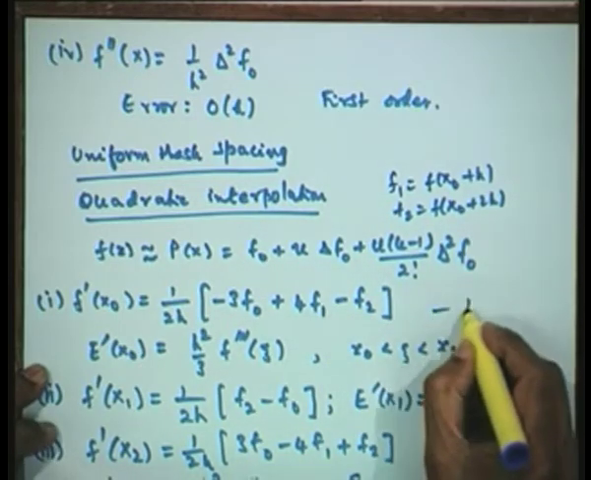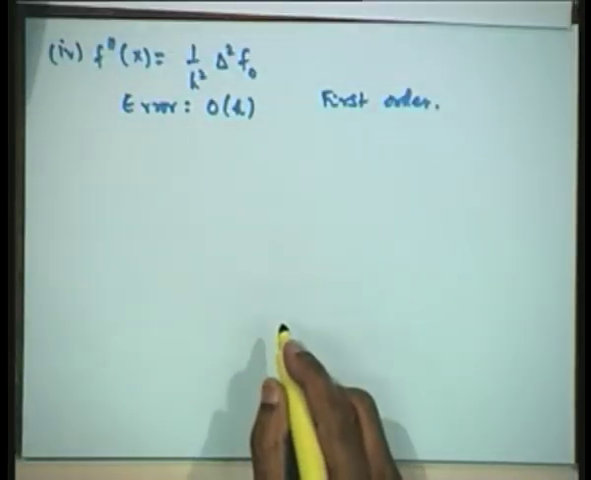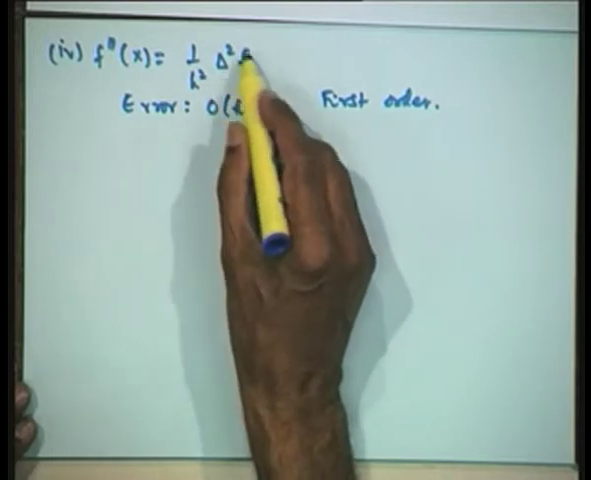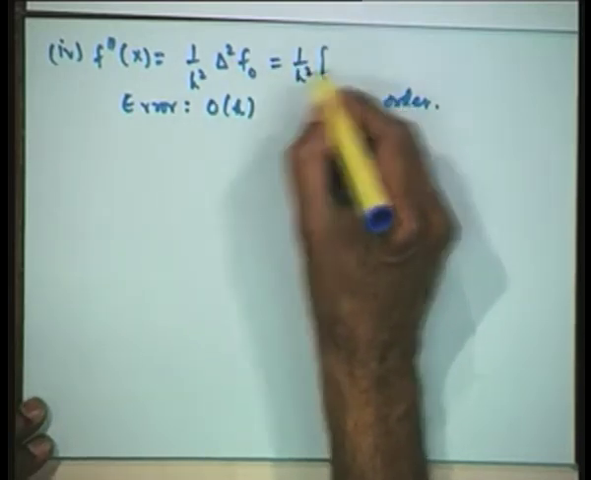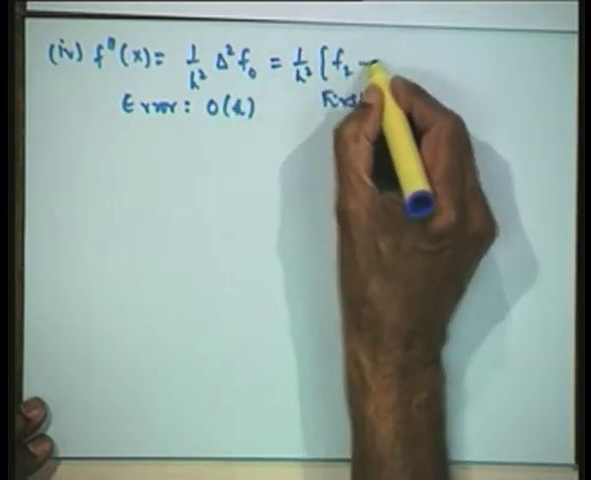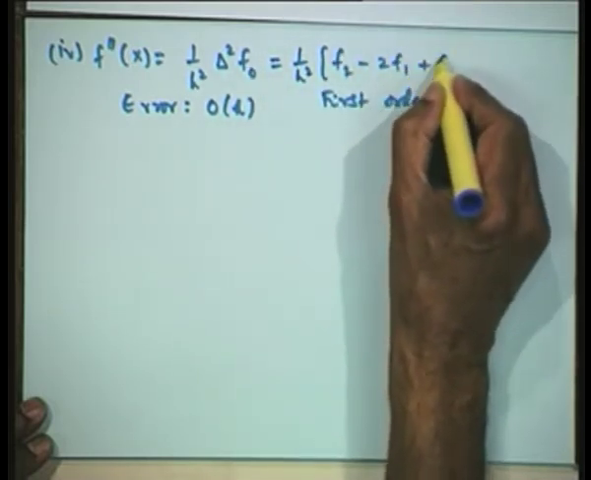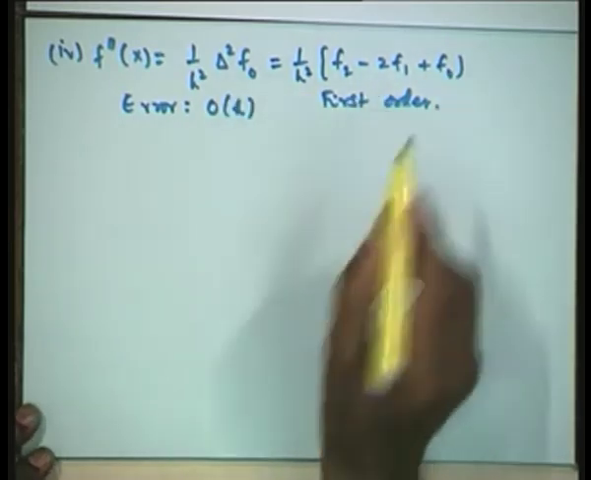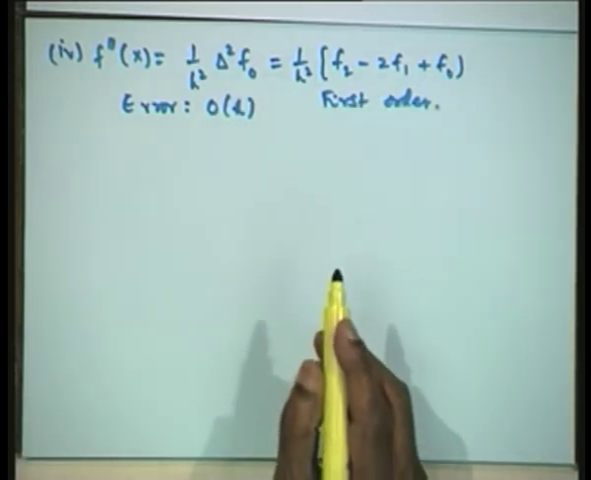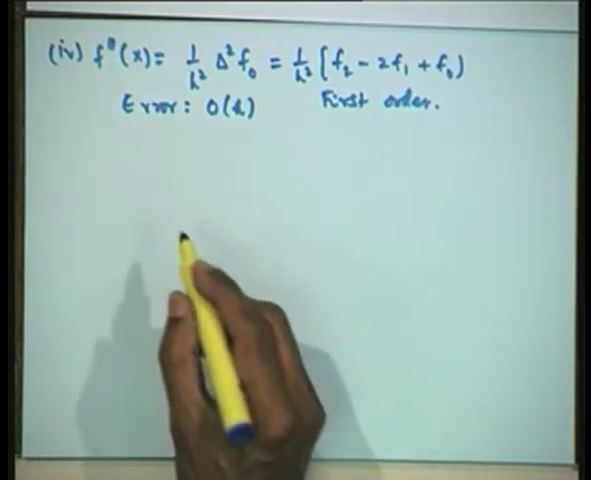So, let us just number it as 1, so that I can use this in an example. Here again I can open it up and write 1 upon h squared times the second forward difference, f2 minus 2 f1 plus f0. I can Taylor expand it and show that it is of the first order. So, let us take an example on this.